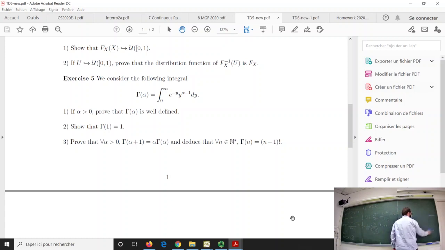So my job now is to compute gamma of 1/2. What is gamma of 1/2? I just plug in: it is the integral between 0 and plus infinity of exponential of minus y over the square root of y, dy. It's what I want to compute.